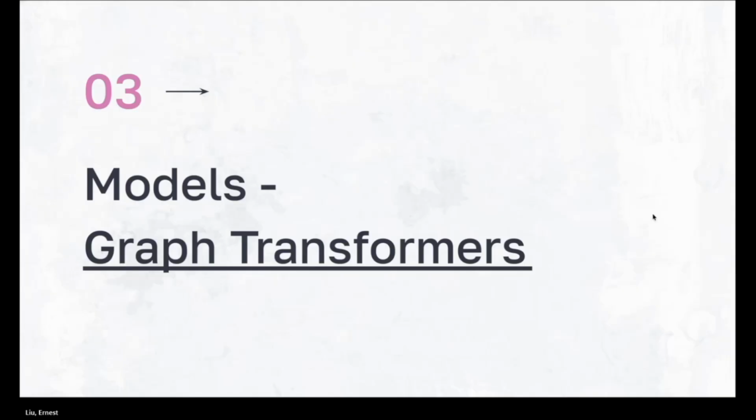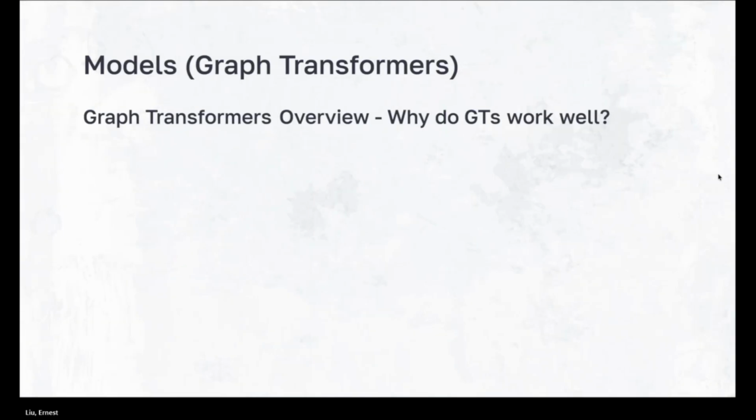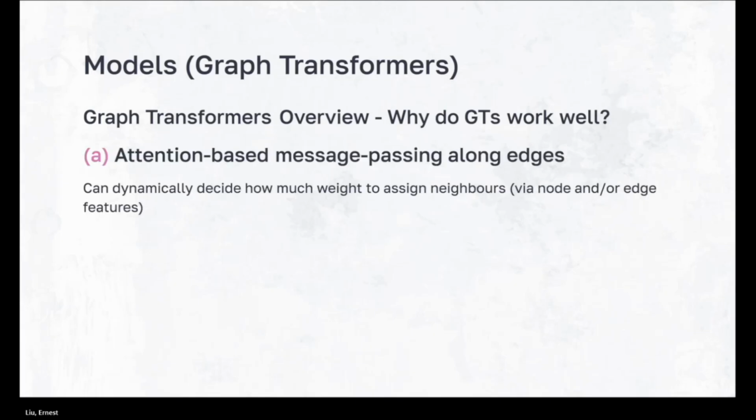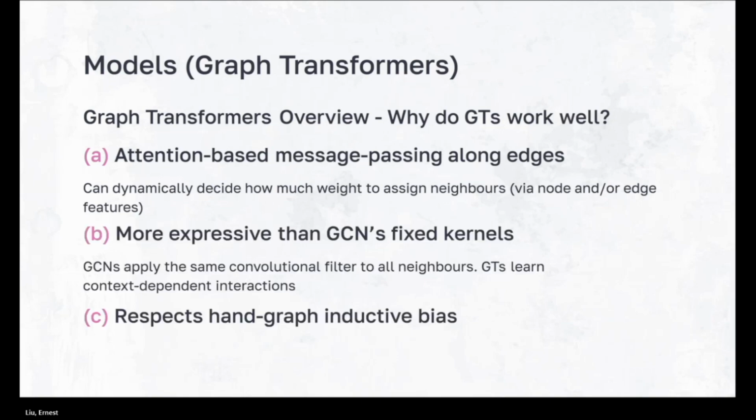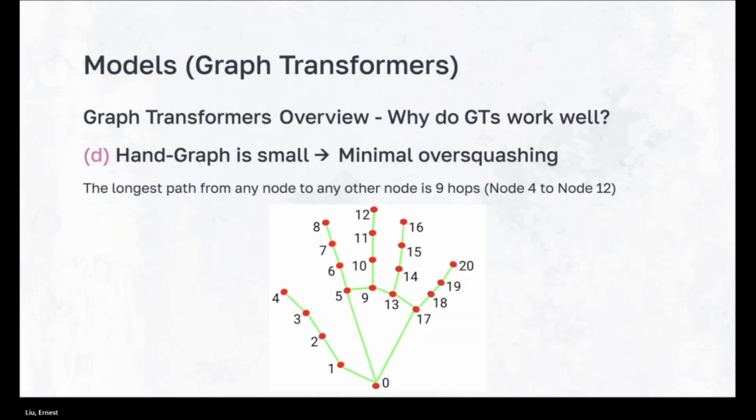The next model that we have explored is the graph transformer. So why do graph transformers work well in our case? So firstly, the graph transformer performs attention-based message passing, and instead of using fixed neighbor weights, they dynamically learn how much influence each neighbor should have on each node and edge feature. Also, they are more expressive than GCNs, which apply the same convolutional kernel everywhere. GTs adapt their interactions instead to the local context and naturally respect the inductive bias of handmark topology. Lastly, the hand graph is small, and the longest path between any 2 nodes is only 9 hops.